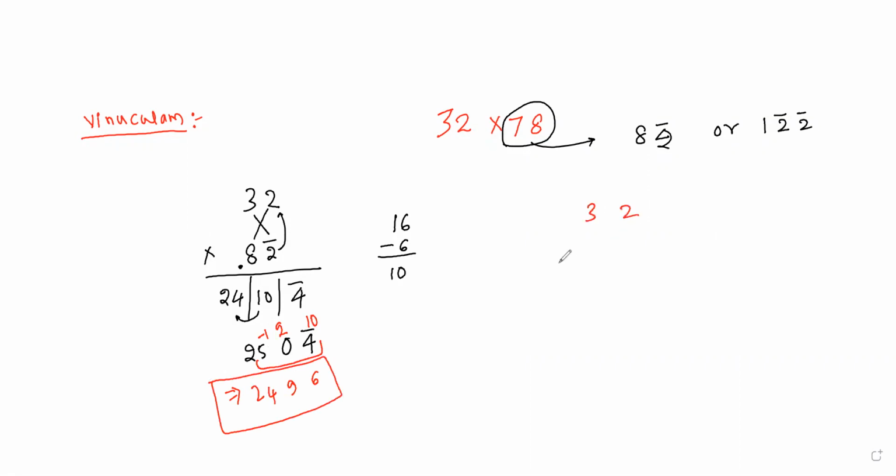And 32 times 122, if you take it like this, you are getting the same answer. Let me solve it. 1 selected, 1 into 3, 3. And 1 into 2 minus 6, that is minus 4. Next new digit, minus 4 minus 6, that is minus 10.